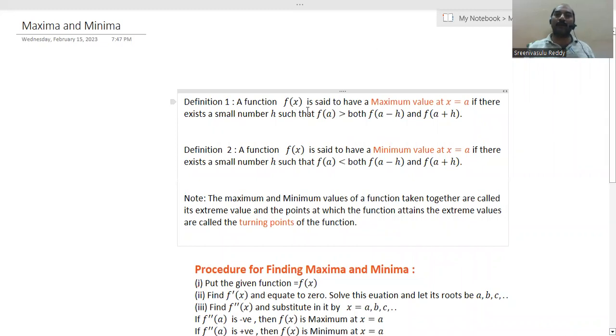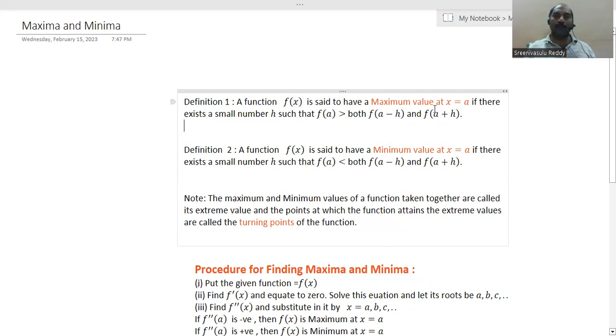But in the fourth module, it is maxima minima of two variable functions. Here it is maxima minima of a single variable function. In module 3 we are discussing single variable functions, and in module 4 we will discuss maxima minima of two variable functions. Single variable function means f of x, where x is the independent variable. The function depends on only one independent variable, so it's called a single variable function.